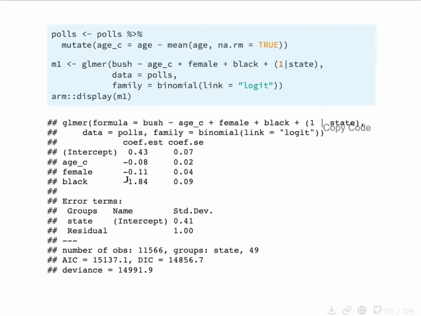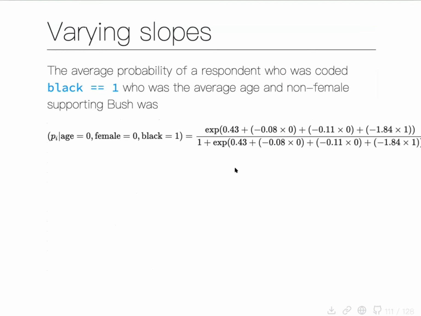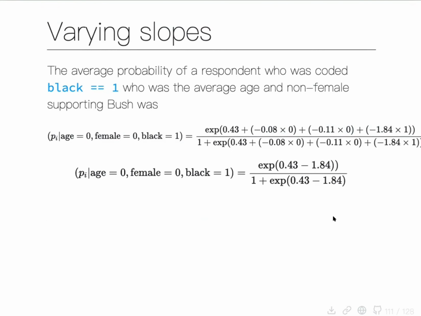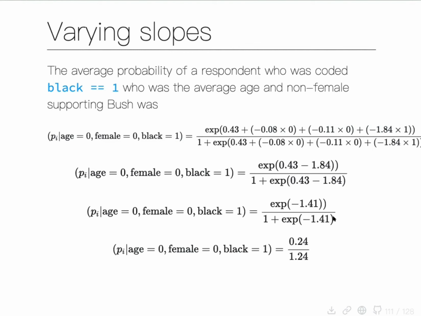So this is the average slope. But if we wanted to know what the probability is for people who identify as black, or who were coded black anyway, we could do something like this. This is a probability where age equals 0, female equals 0, and black equals 1. So here's all the coefficients. We're going to multiply this one by 0, multiply this one by 0, and multiply this one by 1. Then we add them together, and we get 0.24 divided by 1.24. So the probability for a person who was the average age, who was not female, and who was coded black is 19%. There's only a 19% chance on average that somebody coded black who was not female and who was the average age would support Bush.